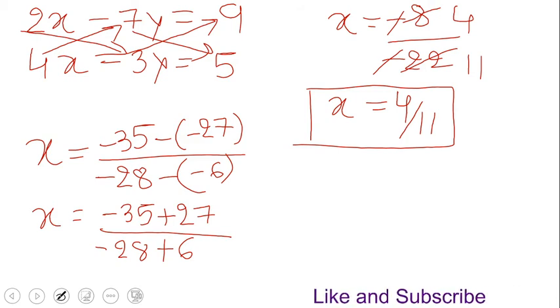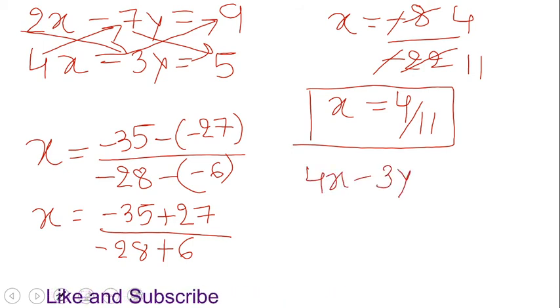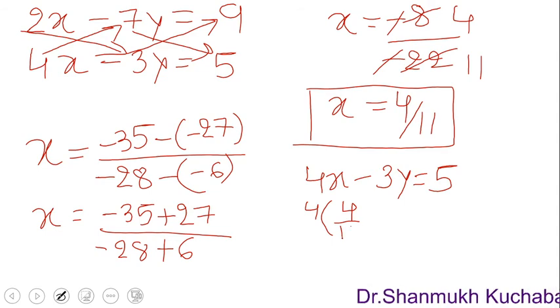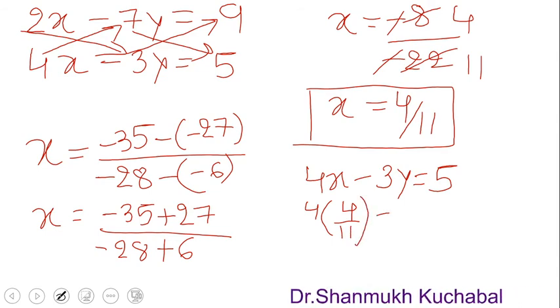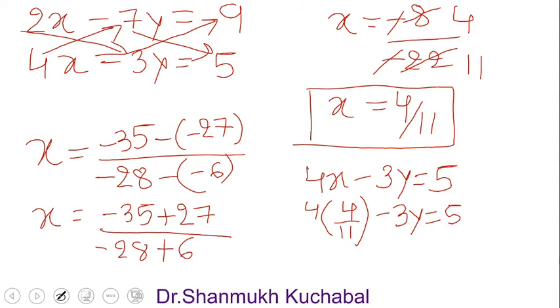Then we can take any equation. So I am taking the second equation. So it is 4x minus 3y equal to 5. See here, the x value we have to substitute, 4 into, x is 4 divided by 11, minus 3y equal to 5. Now we have to simplify.